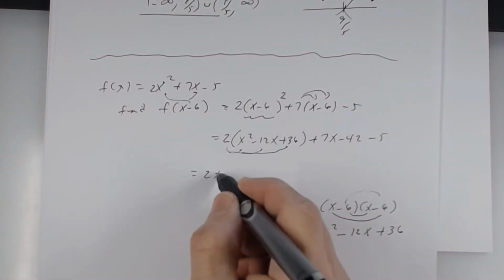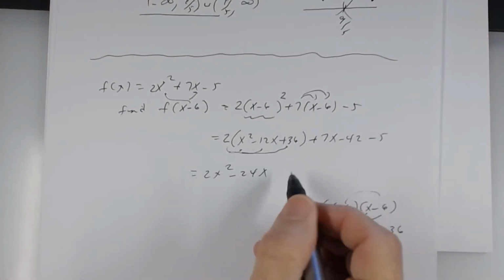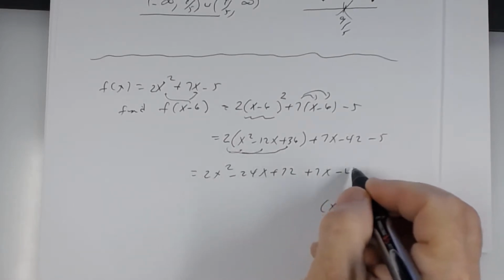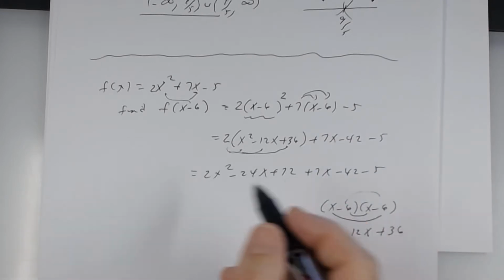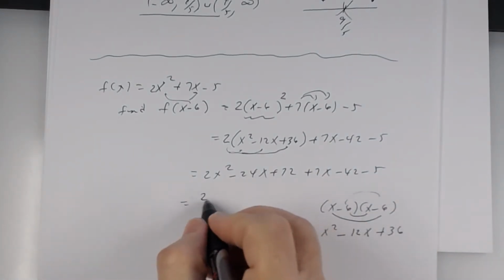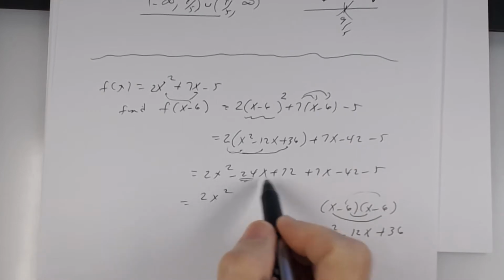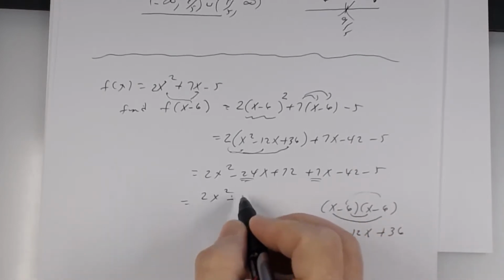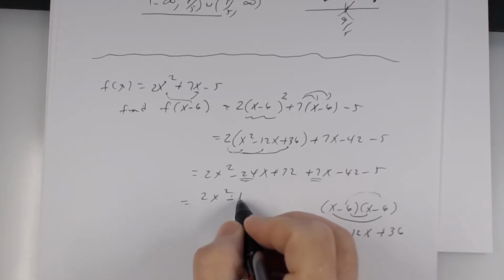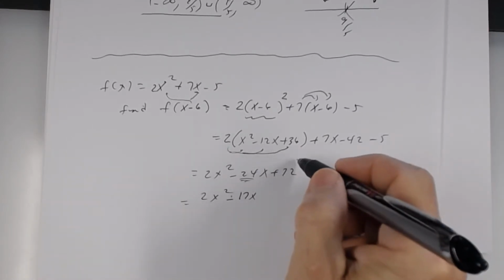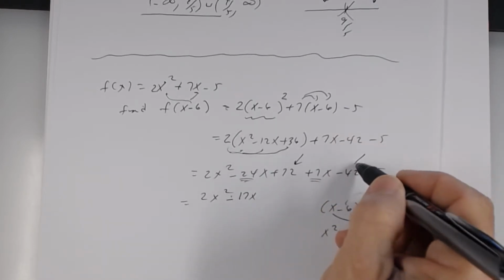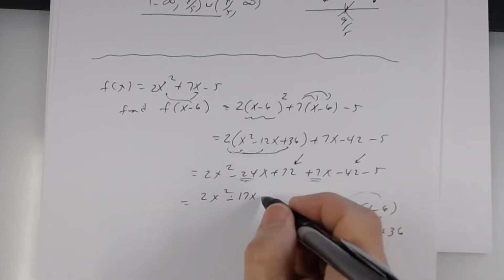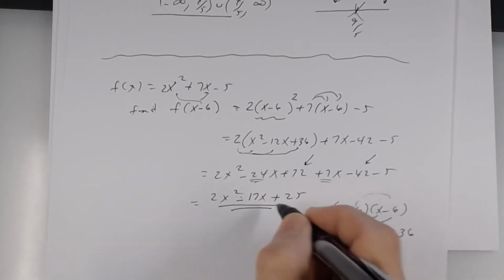So I get 2x squared minus 24x plus 72 plus 7x minus 42 minus 5. And so the answer becomes 2x squared. All right, a negative 24x and a positive 7x is negative 17x. All right, now use your calculator if you need to. A positive 72 and a negative 42 is 30, is that right? And then 30 minus 5 is 25.